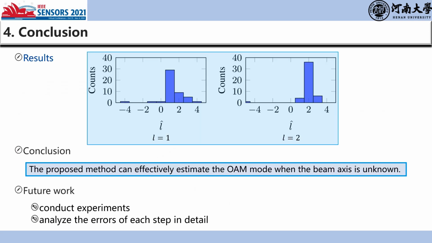The histograms of the estimation results using the proposed method are shown here. For the transmitting OAM mode l equal to 1 and l equal to 2, the counts of values 1 and 2 reach the maximum. The conclusion is that the proposed method can effectively estimate the OAM mode when the beam axis is unknown. Future work will focus on conducting experiments and analyzing the errors of each step in detail.